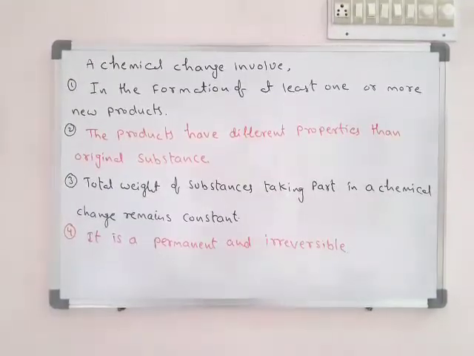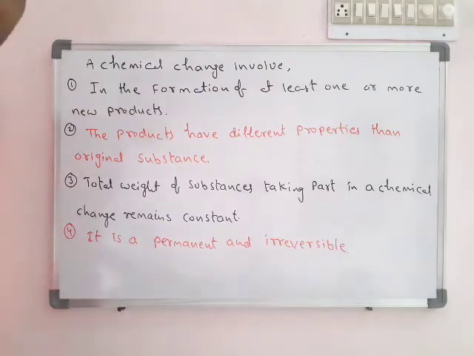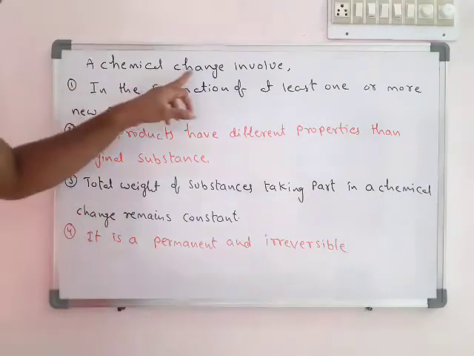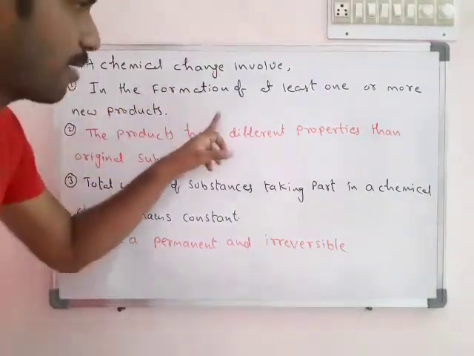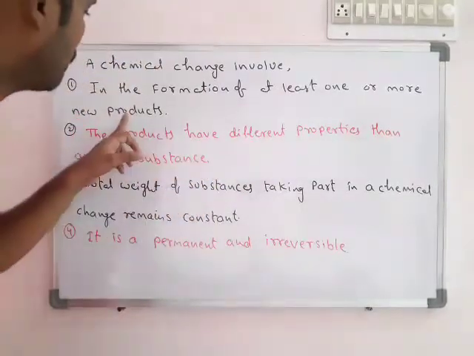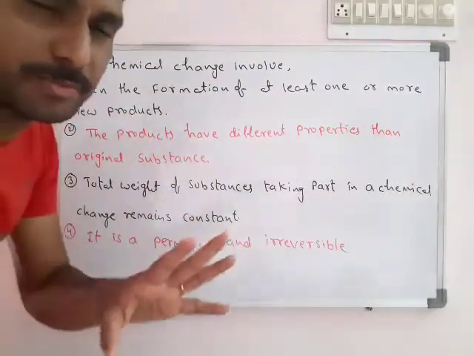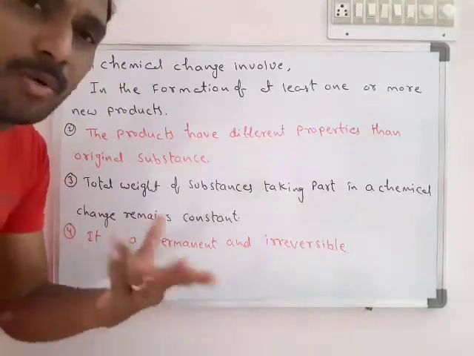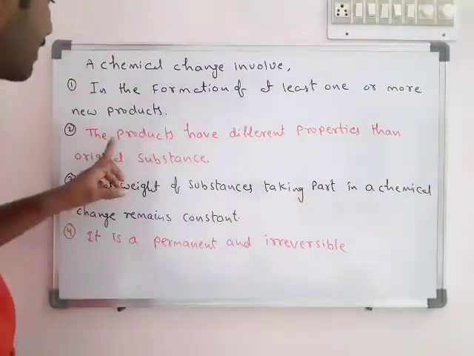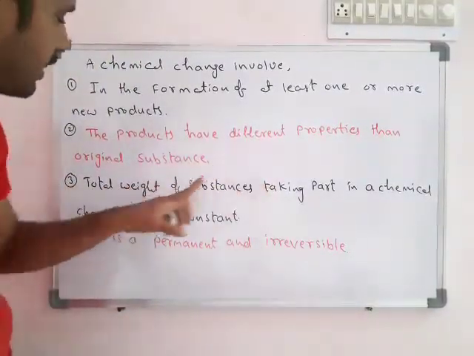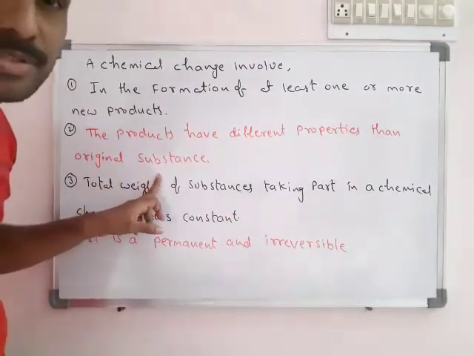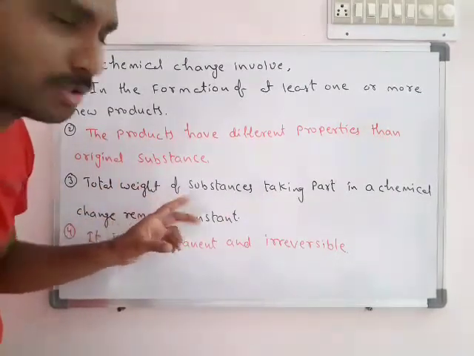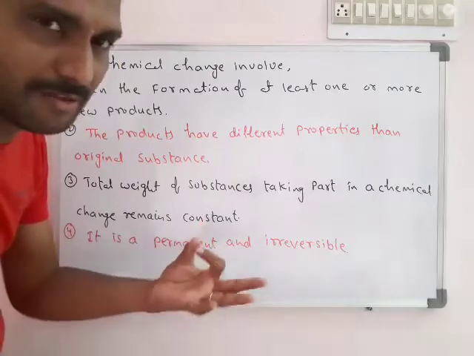These are some observations, some characteristics that take place in a chemical change. A chemical change involves the formation of at least one or more new products. A minimum of one product is compulsory, and more than one may form. Next, the products have different properties compared to the original substance. The starting material compared to the formed products is totally different.